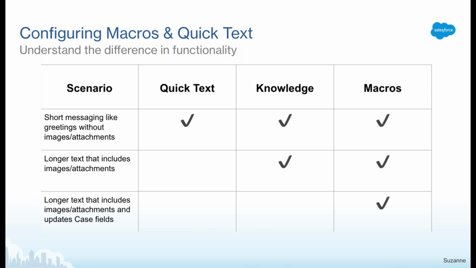If you want to take that one step further, that's when you get to macros. So macros can pretty much do all of that plus a little bit more. You can have short or longer text. You can include images, attachments, or not. And in addition to all of that, you can also update case fields. So as your macro is running, you can both insert your text and your images, and along with that, tweak a case field or two and be able to make those updates all in one click.